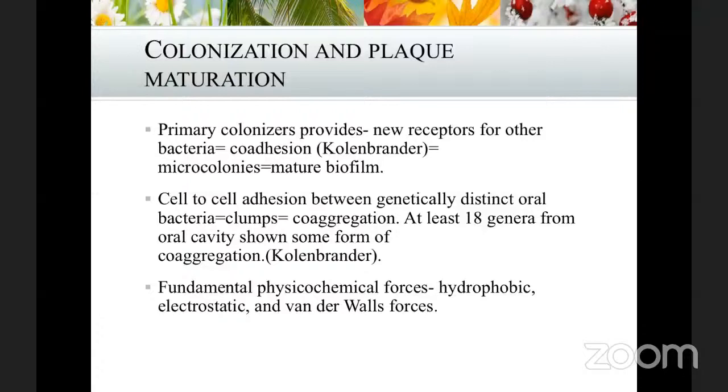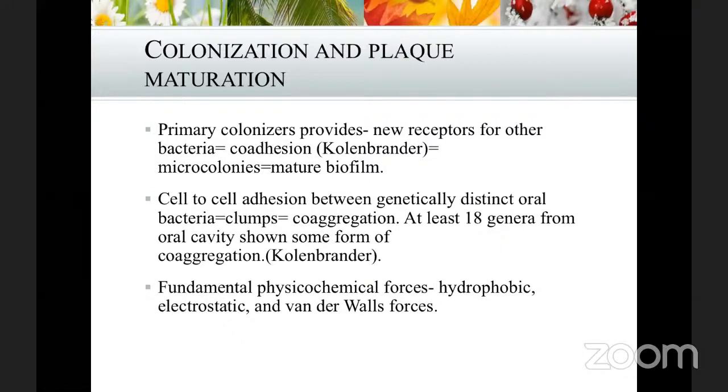The primary colonizers provide new receptors for the secondary colonizers. So the primary colonizers act as the new receptors for the new bacteria. The term co-adhesion was given by Kolenbrander. This co-adhesion or co-aggregation leads to the formation of the mature biofilm. Co-aggregation is a direct interaction and is distinct from agglutination, which occurs when cells stick together by molecules in the solution.